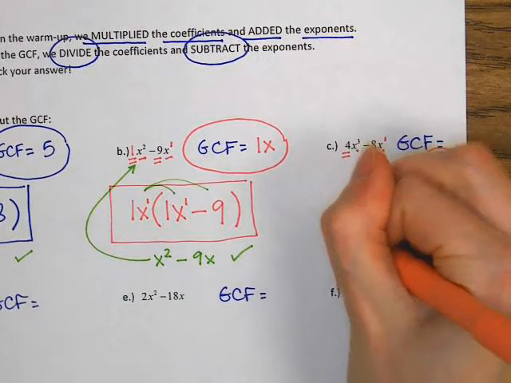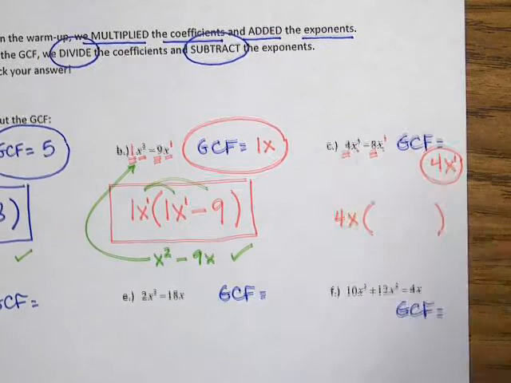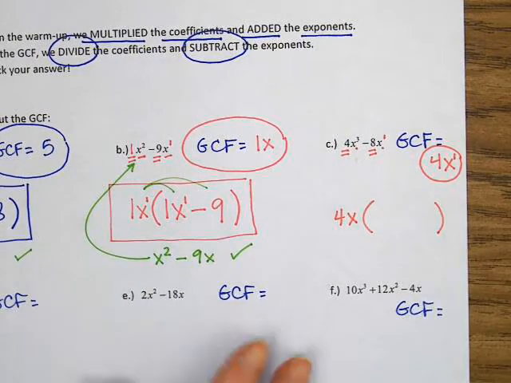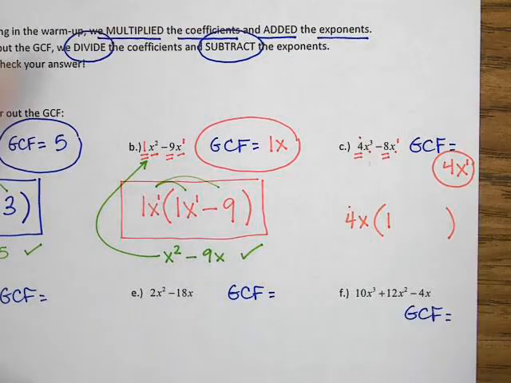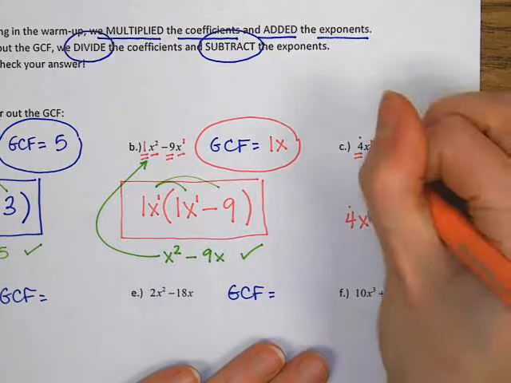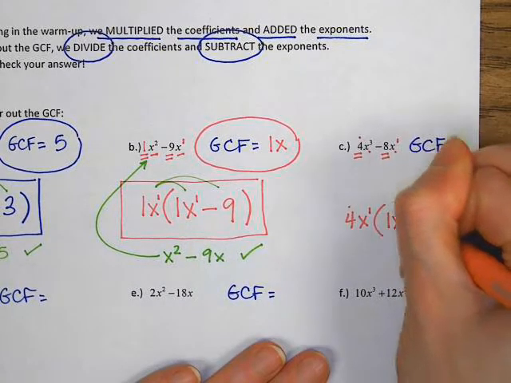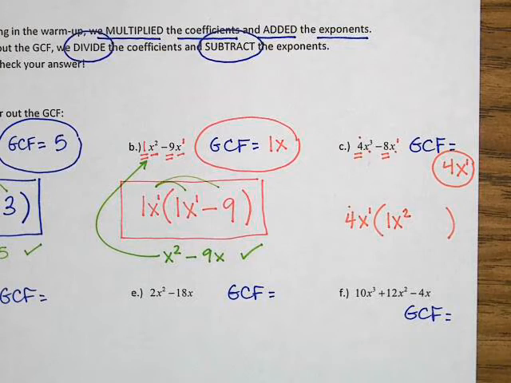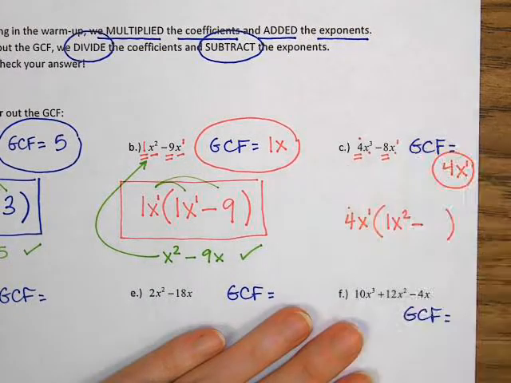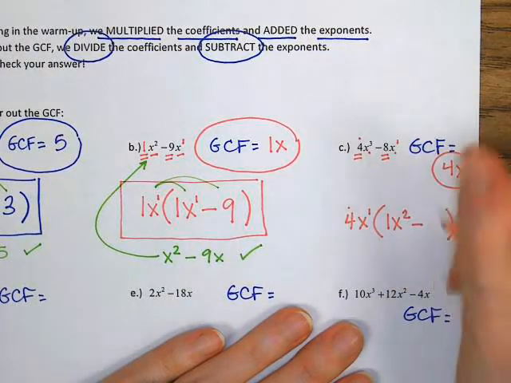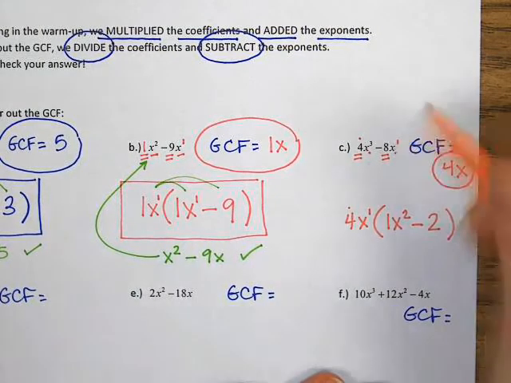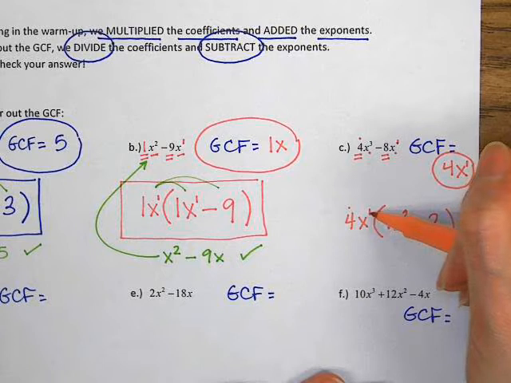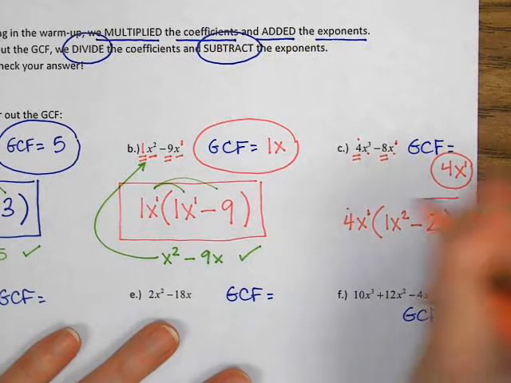So write out the GCF 4x and draw a big parenthesis and see what's left. So we divide. 4 divided by 4 is 1. To get the x's, we subtract. 3 minus 1 is 2, so x squared. And then minus. 8 divided by 4 is 2. Now when we subtract the powers, 1 minus 1 is 0, so it's gone. So you are done.